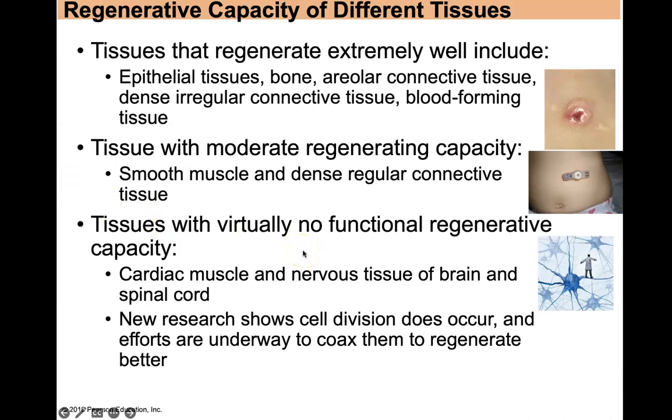Tissues with virtually no functional regenerative capacity are going to be things like cardiac muscle. So again, you don't want to damage your heart muscle. Also nervous tissue of the brain. So take good care of your brain and spinal cord, okay, because those tissues don't like to regenerate. There is some new research that shows cell division does occur, and there are ways to coax them. So that's a lot of the new treatments for people that have had some type of neural injury. They are trying to find ways to coax those cells to regenerate themselves better. And obviously, you can inject stem cells into these areas and things like that. So there is all kinds of new research going into this, which makes it really interesting.